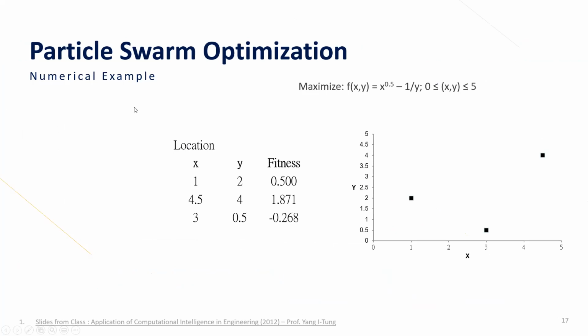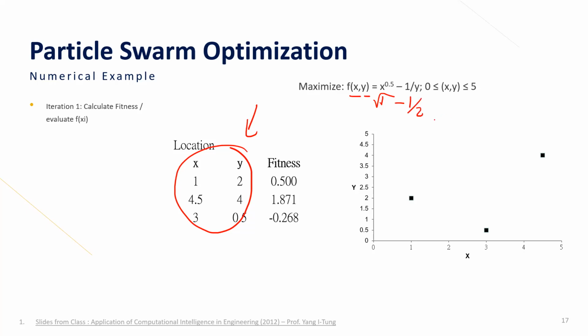Okay, next, you need to evaluate. Location represents the decision variables. The decision variables here are x and y, so you need to plug in x and y. For example, x is equal to 1, square root of 1 minus 1, divided by 2. So you will get 0.5. This is the objective value or the fitness value for the first individual: 0.5.